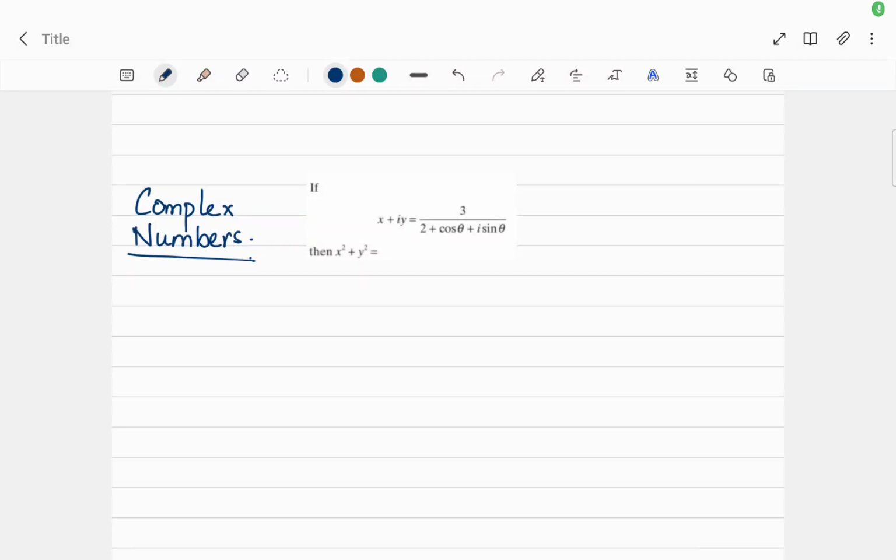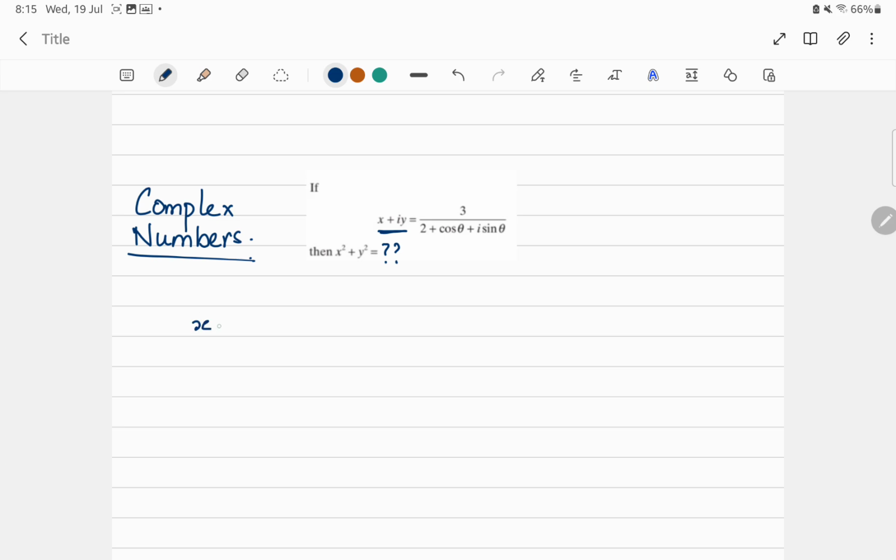So let's solve this complex number question. If x + iy = 3 / (2 + cos θ + i sin θ), find x² + y². All right, so you have to find the value of x² + y².